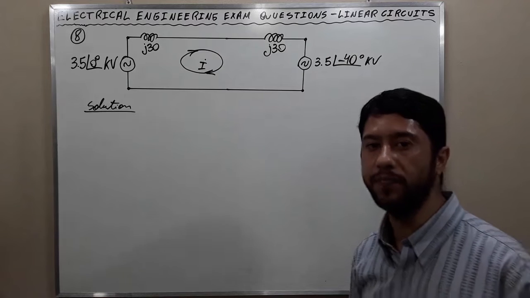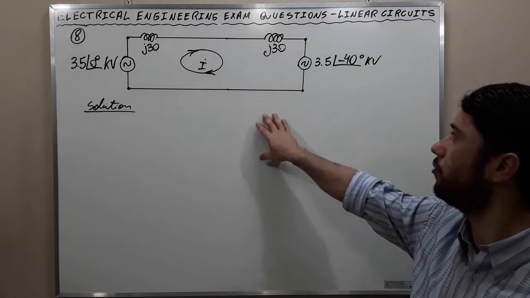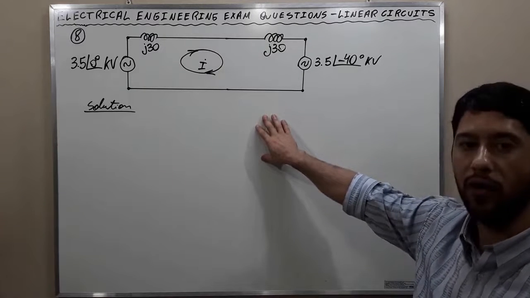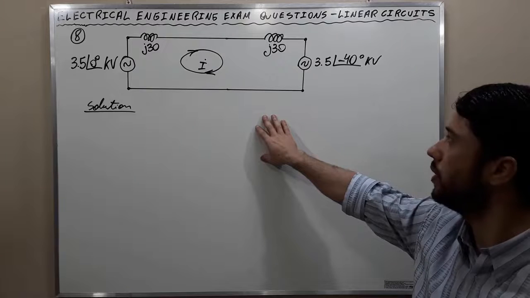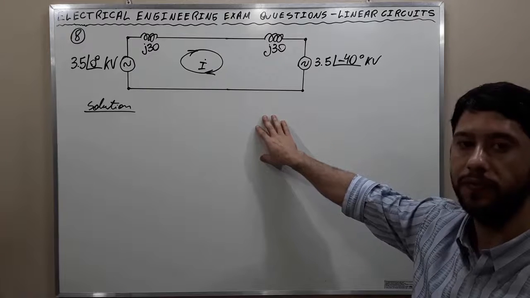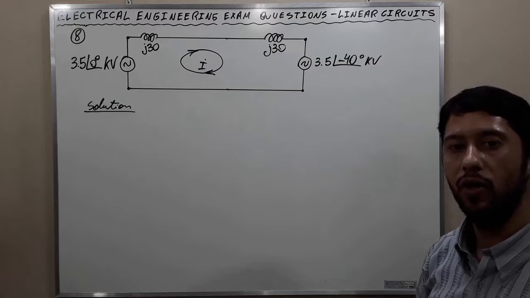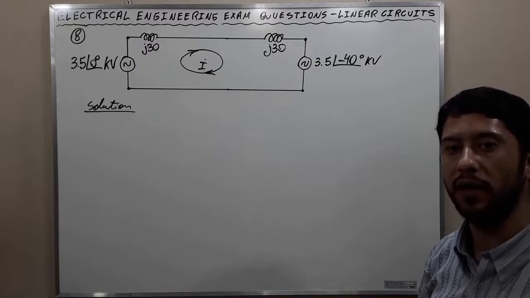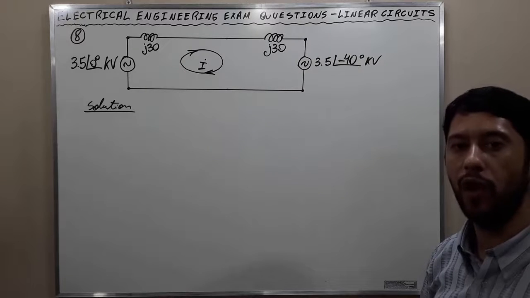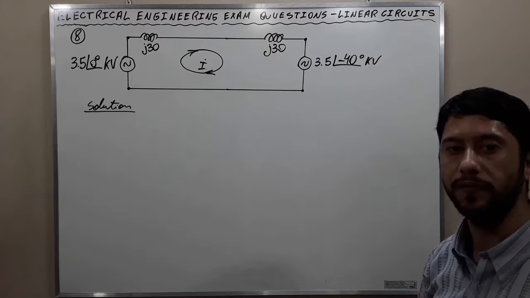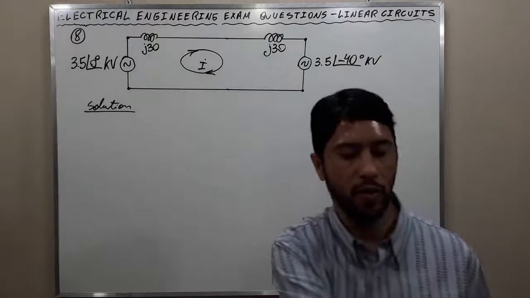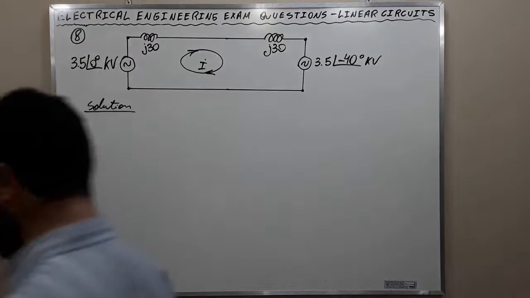Question number 8. Two single-phase synchronous generators are connected together in parallel, as shown in the figure. The exercise wants us to calculate the magnitude of the current flowing between them. Okay, my friends, this is the question. Let's go to the solution.